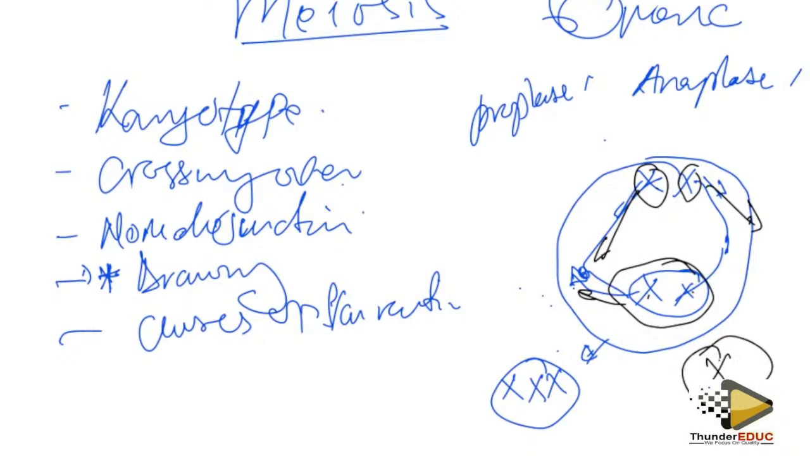Now this one is 3 instead of 2, and this one is 1 instead of 2. Because it has 1, we call it monosomy. Because this one has 3 instead of 2, we call it trisomy. How does this lead to Down syndrome?